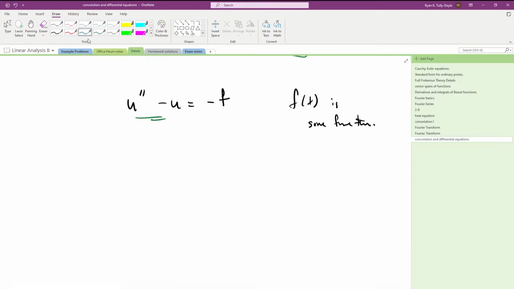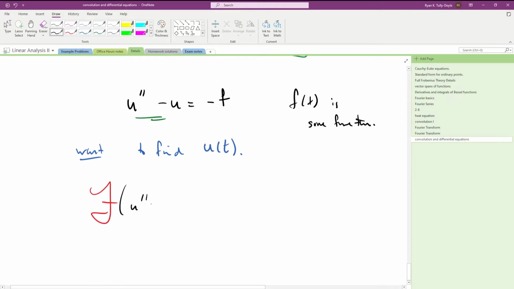So what I want is to find u of t. I want an expression for u. At this point, I'm going to apply the Fourier transform to both sides of the equation. So I take the Fourier transform of u prime prime minus u, which is equal to the Fourier transform of minus f.